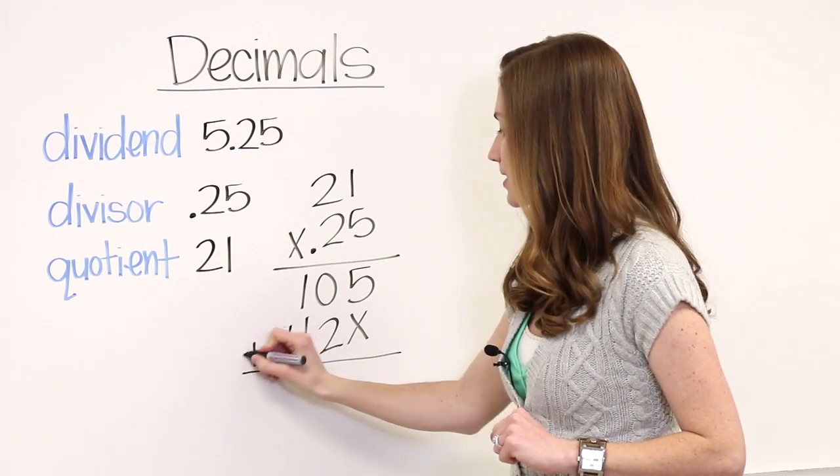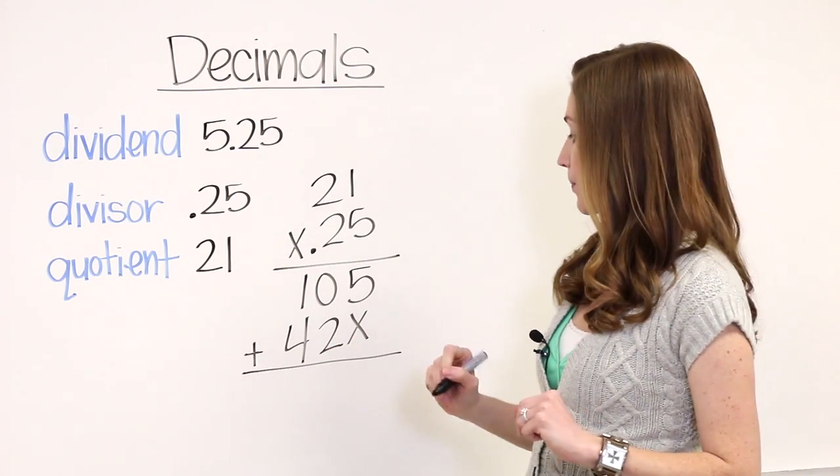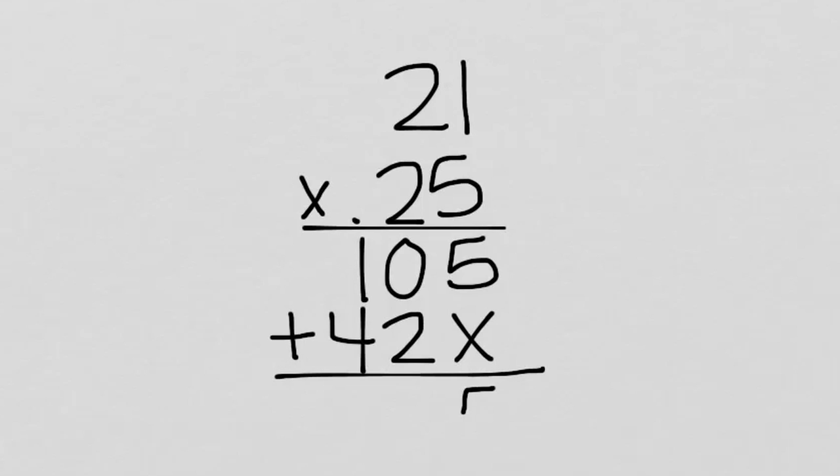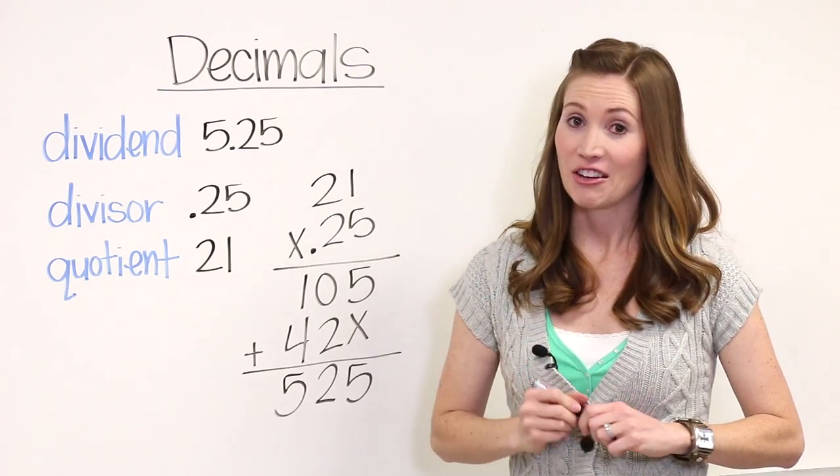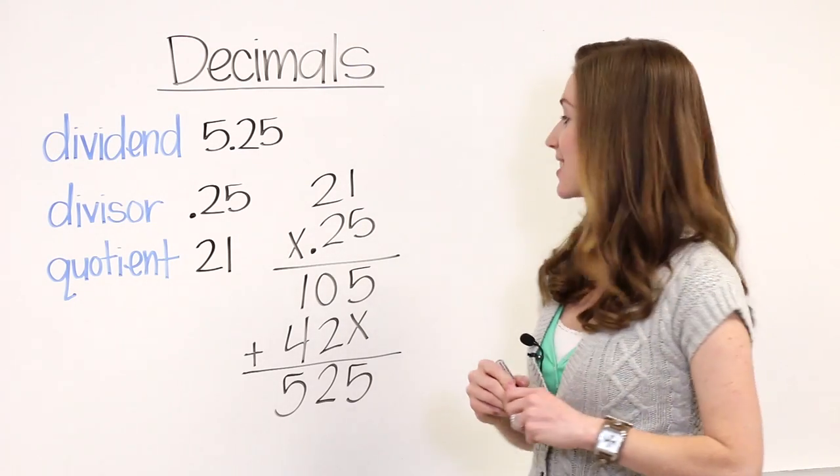Now let's add these to get our final product. 5 plus nothing is 5. 0 plus 2 is 2. And 1 plus 4 is 5. Now what's our final step? If you said accounting for our decimal, you're correct.